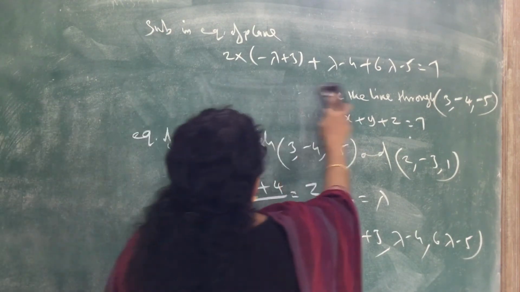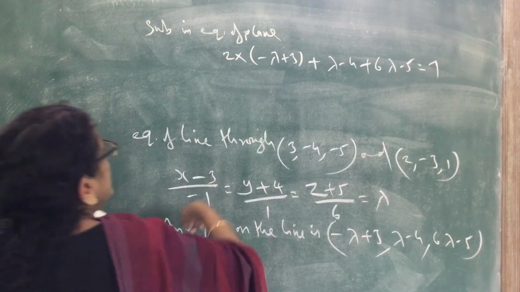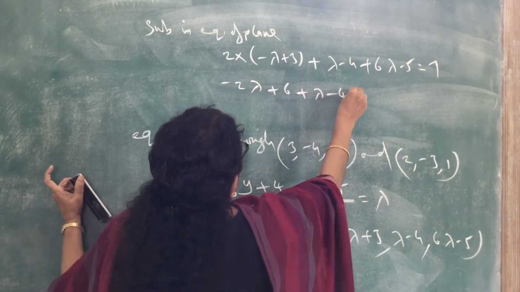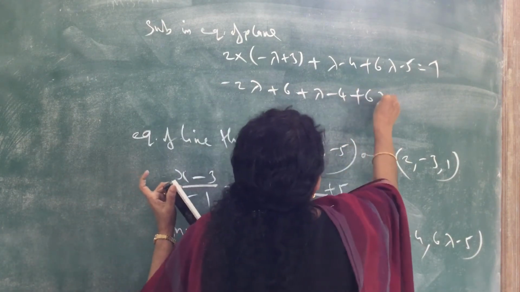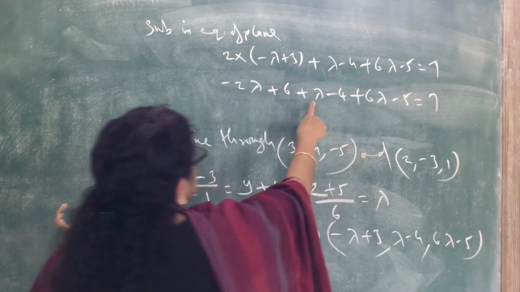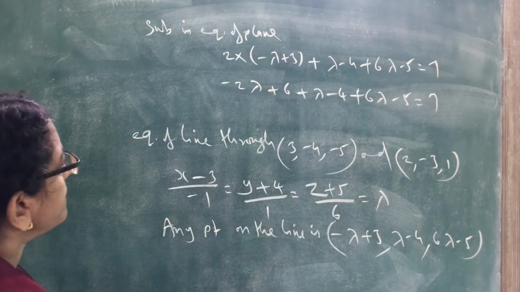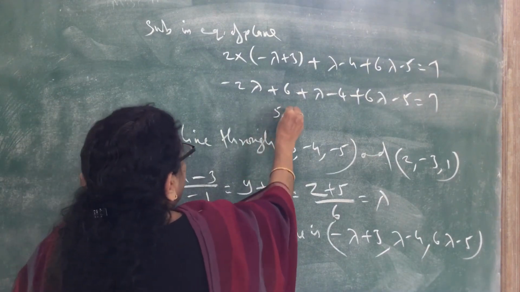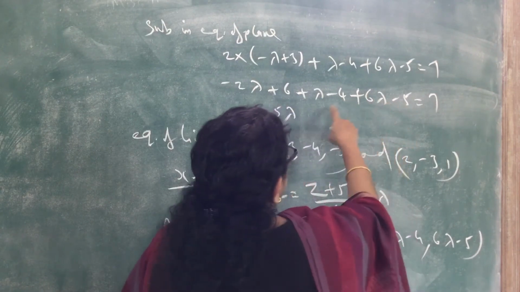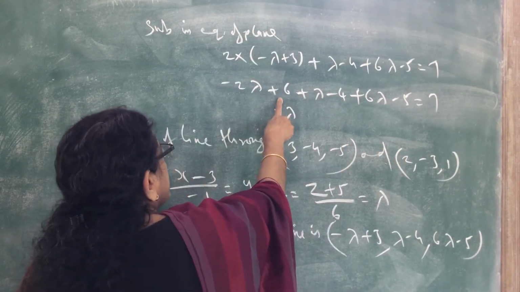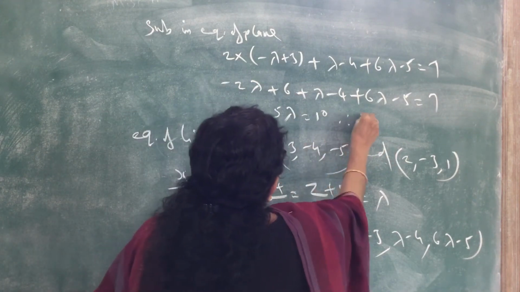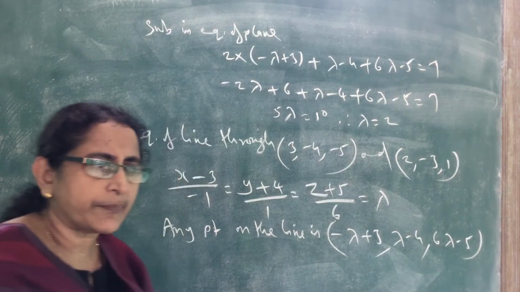We get the value of lambda. So simplify: -2 lambda + 6 + lambda - 4 + 6 lambda - 5 = 7. So the lambda terms: -2 lambda + 6 lambda + lambda = 5 lambda. Then the constants: -4 - 5 = -9, -9 + 6 = -3. So 5 lambda - 3 = 7, and 7 + 3 = 10. So lambda = 2.